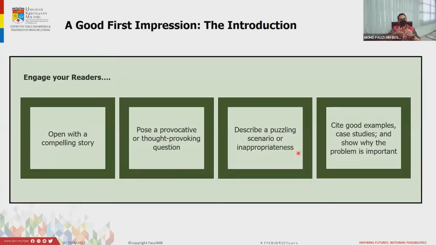For a good impression, always open the introduction with a compelling story. Try a provocative question, or describe a puzzle, so that at last people might guess or know what you will do later on. What is your potential result, and what is the final conclusion?